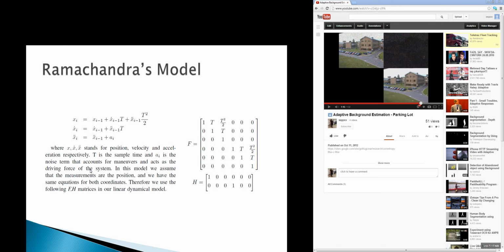For a dynamical model for object tracking, we will be using Ramachandra's model. This is basically 3 equations that define the relationship between the position, velocity, and acceleration for each axis. T is the sample time, and a_i is the noise term that accounts for maneuvers and acts as the driving force of the system. In this model, we assume that the measurements are the position, and we have the same equations for both coordinates. Therefore, we use the following F and H matrices in our linear dynamical model. As I said, x is the position, x dot, the first derivative, is the velocity, and the second derivative, x dot dot, is acceleration.